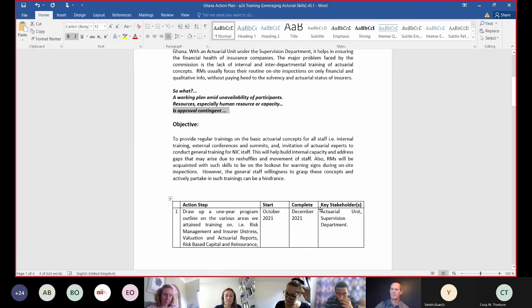So my main point would be to focus in on the problem statement and to refine it as much as possible. So that is all from me. Very well done, Ghana team.